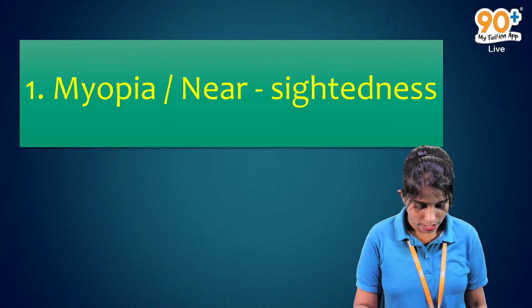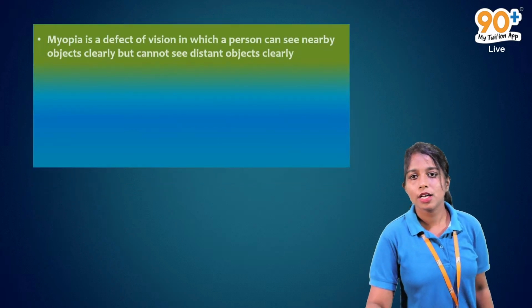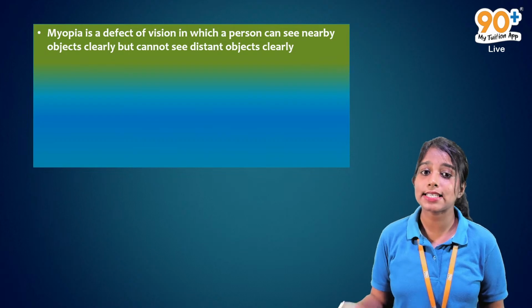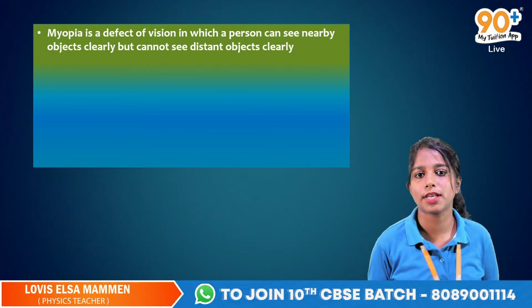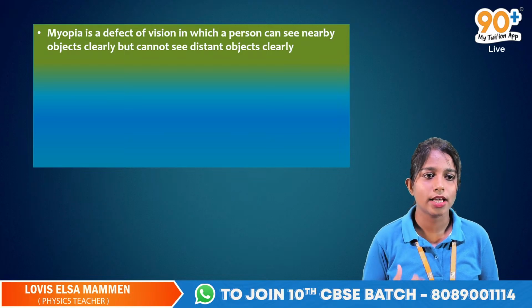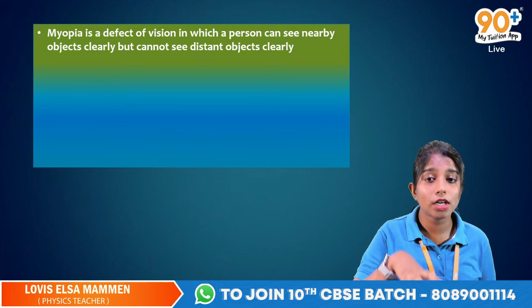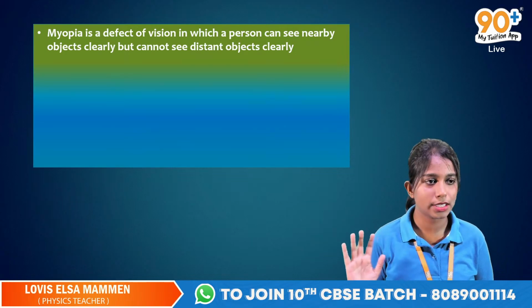Okay. So we'll see the definition of myopia. Myopia is a defect of vision in which a person can see nearby objects clearly but cannot see distant objects clearly. Got it? He or she can see nearby objects clearly, but is unable to see the far away objects. So that is myopia.